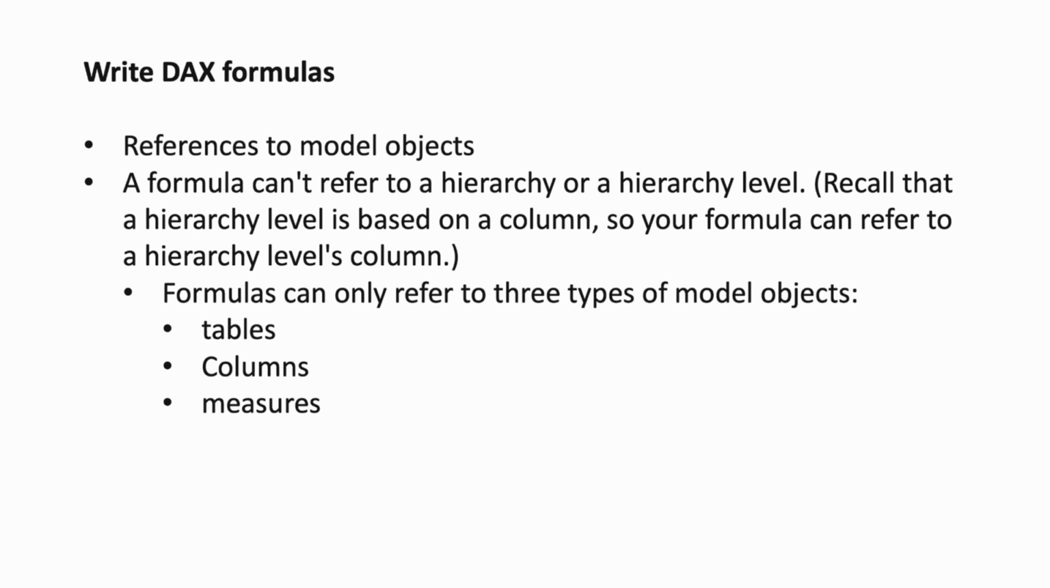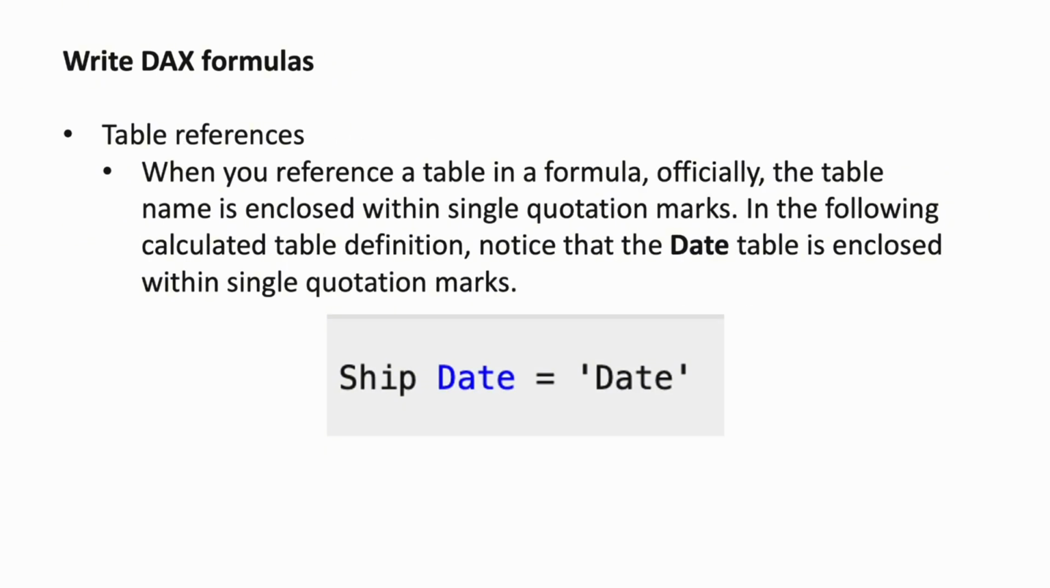Formulas cannot refer directly to a hierarchy or hierarchy level. Instead, formulas refer to three types of model objects: tables, columns, and measures. The screenshot shows a measure formula referencing a table column. When referencing a table in a formula, enclose the table name in single quotation marks if it contains spaces or special characters. The slide shows a calculated table referencing the date table with the table name in single quotes.